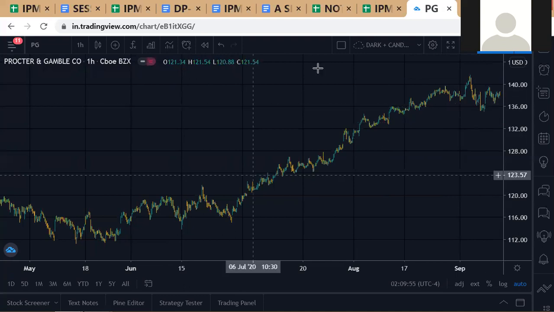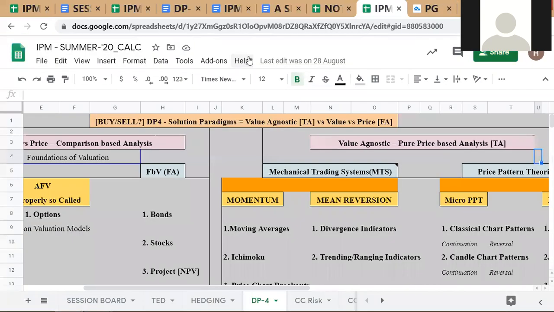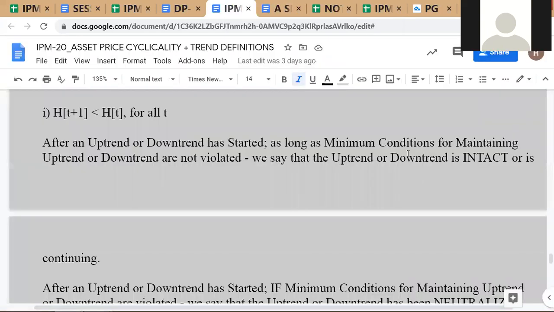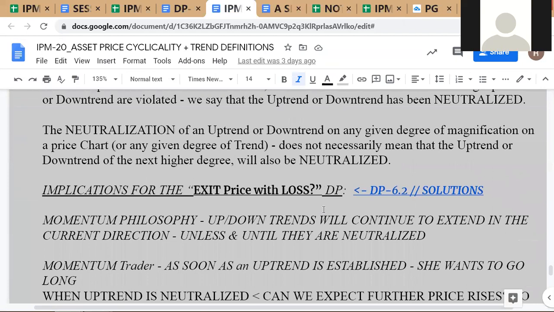So what I just explained here, I'm repeating a lot of this stuff because I want to make sure everybody understands this way of looking at markets. Very, very important for the very basic trend, very basic TA system that I'm trying to teach you right now, okay? So if you see here, I have made a statement: neutralization on any given degree of magnification. You can read the statement, okay?